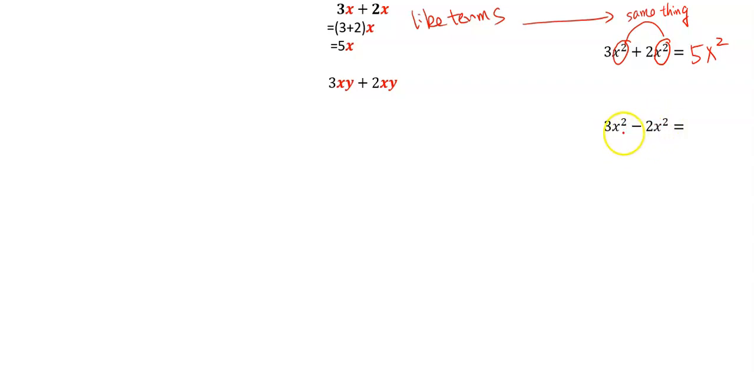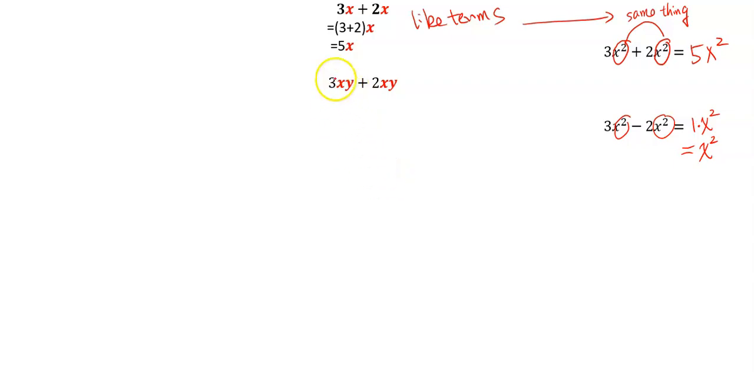For subtraction, it would be similar. As long as they match, we can just subtract the numbers in front of them. So 3 minus 2: if you have 3 apples and you gave away 2 apples, you are left with 1 apple, so you end up with 1x squared. Again, 1x squared means 1 times x squared. Anything times 1 is itself, so if it's 1, usually we omit that 1 there.